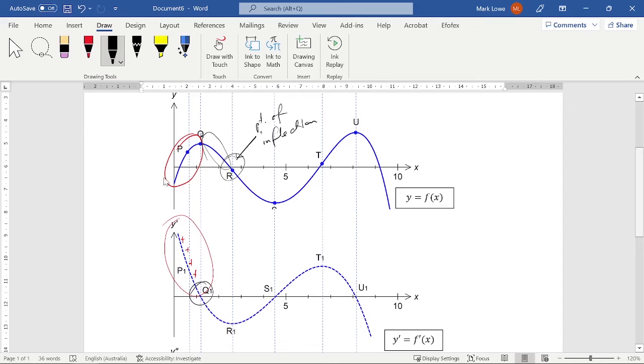Okay, so I'll just erase some of these things here. Okay.